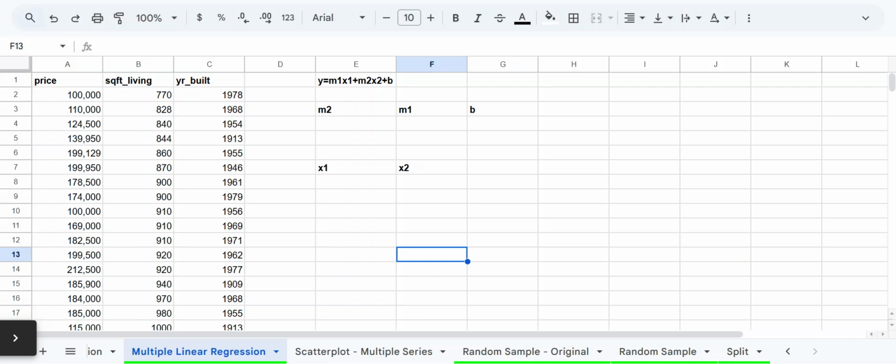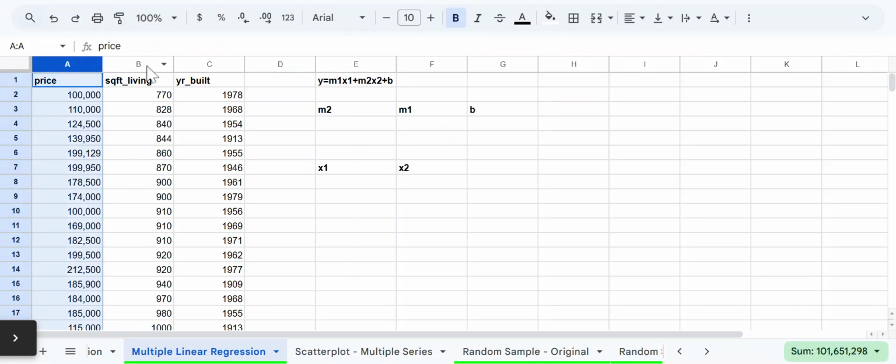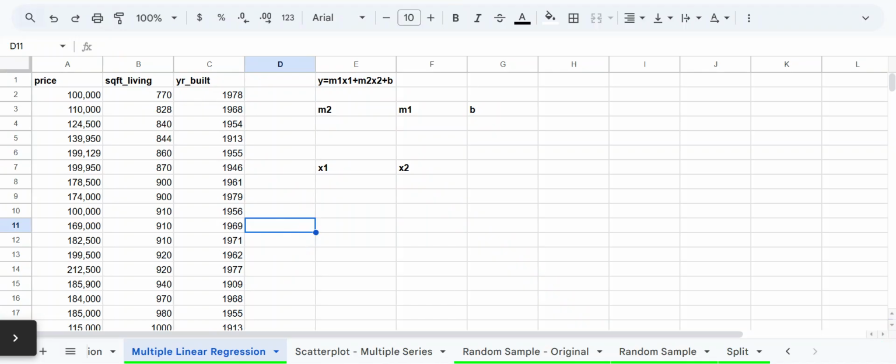Today we're going to take a look at multiple linear regression. This means that we are using multiple x variables to predict our y variable. In this case, we're looking at some housing data from California in 2014. So we have the price of some houses, the square foot of living space, and the year in which the house was built.